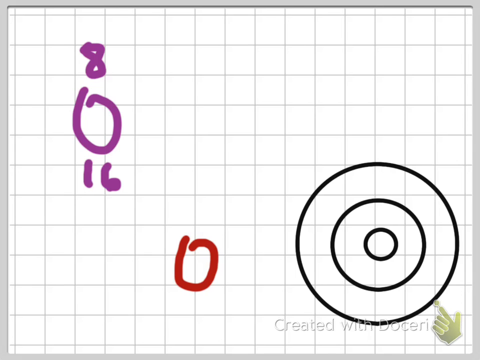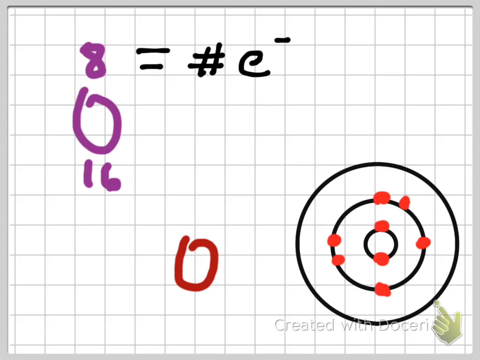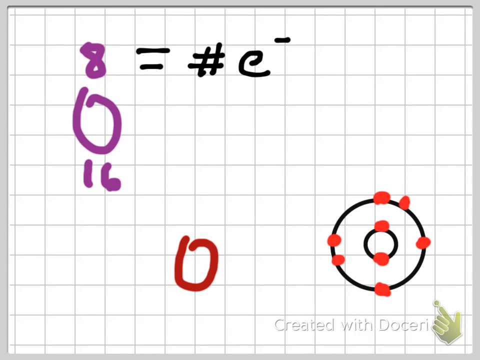Oxygen has 8 electrons. Okay, let's go ahead and put them on here. 1, 2, 3, 4, 5, 6, 7, 8. Okay, let's go ahead and erase this orbital. We didn't need that shell. And let's place the valence electrons. 1, 2, 3, 4, 5, and 6.